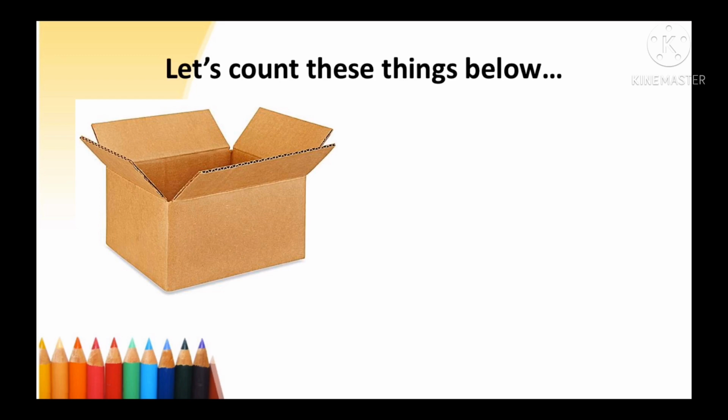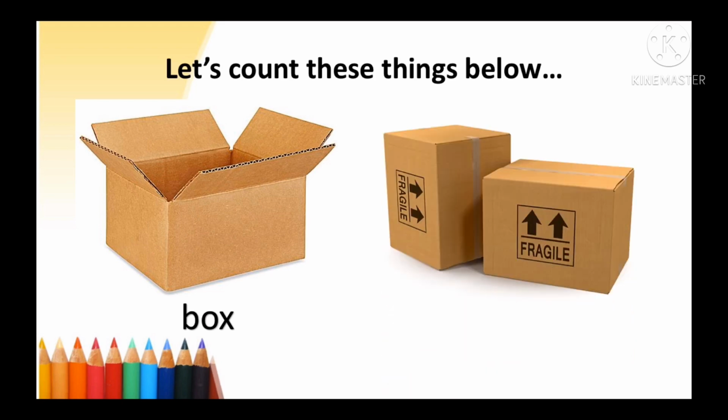Next set of pictures. An empty box. This is a box. Say box for me, please. Box. How about if we have 2? Oh, so we can say these are boxes. So we will add another es.